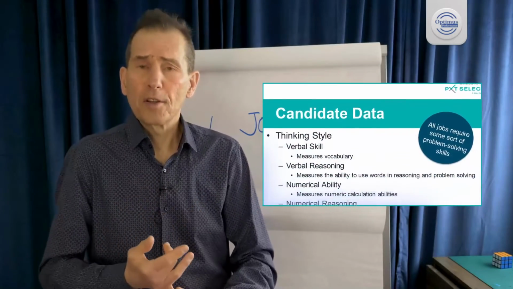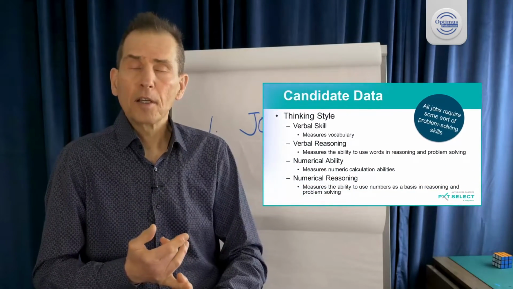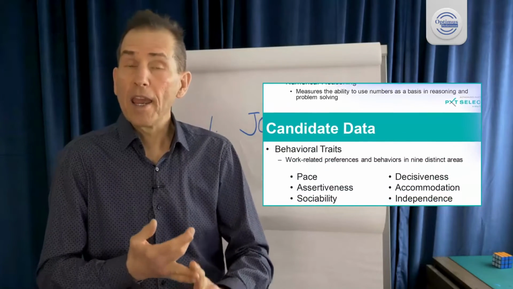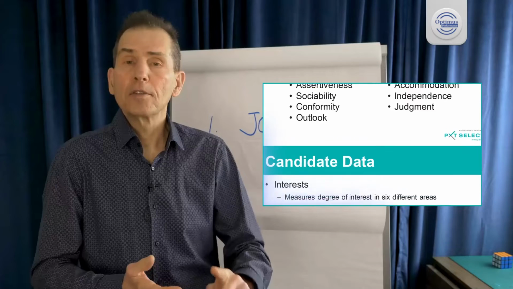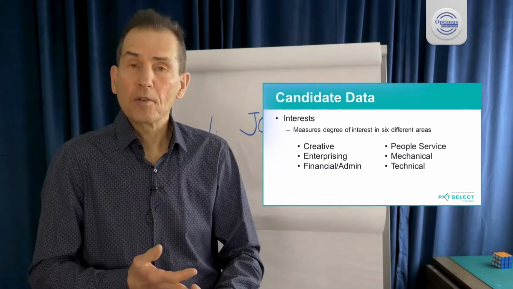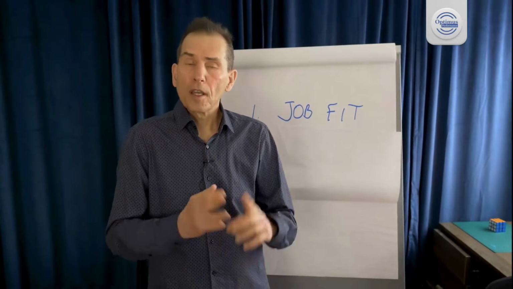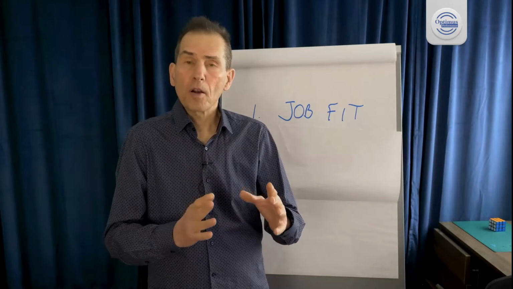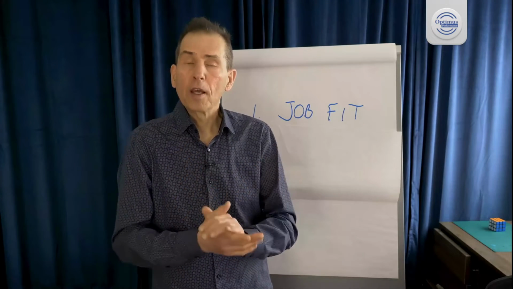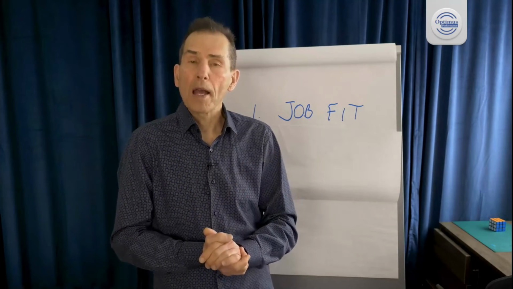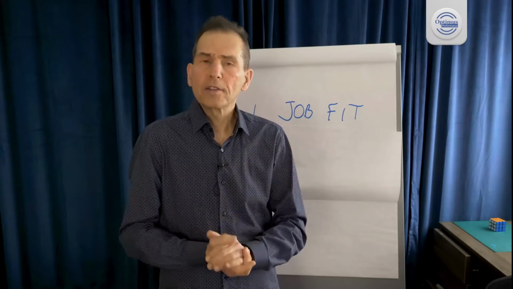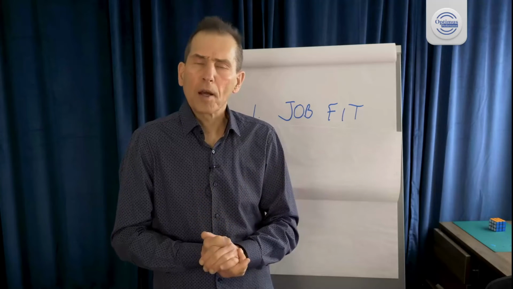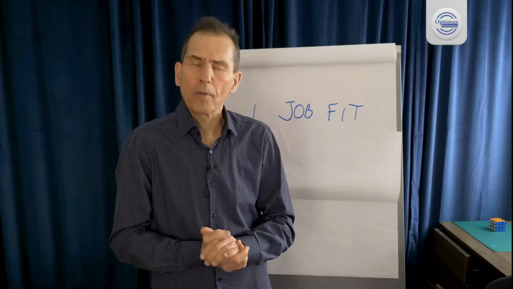So there's the thinking style of the person, there's the behavioral traits of the person, and then there's the occupational interests of the person. So each job or performance model has its own specific parameters that we want to match people against. So I'll go more into this in other videos. I've talked about that in past videos as well.